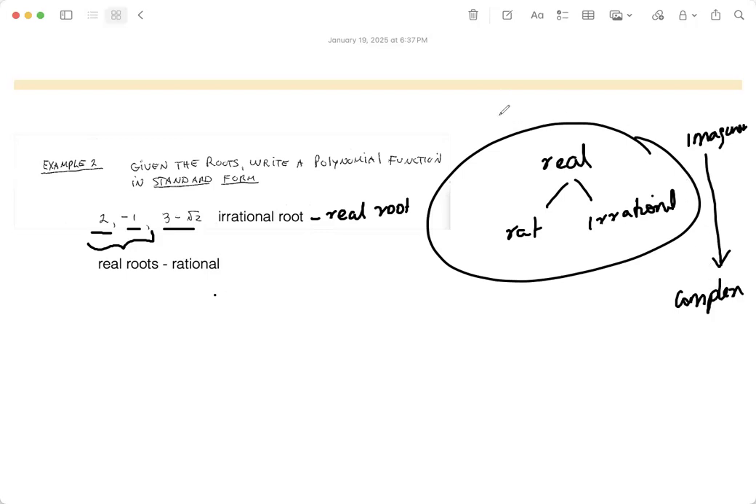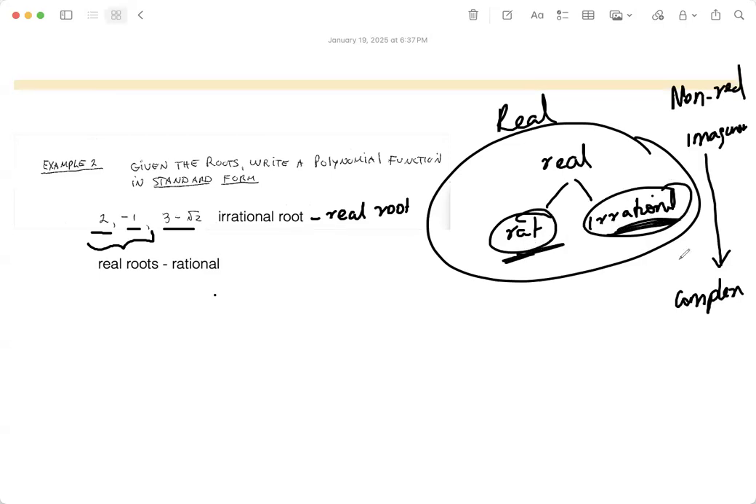As a result, these are real numbers. These are non-real roots. When you have complex roots, it's a non-real root. When you have real roots, they can be rational or irrational. Rational roots do not come in pairs, but irrational and complex roots come in pairs. Here, it is an irrational real root, so it comes in pairs. So the factors are x minus 2, x plus 1, x minus 3 minus root 2, and x minus 3 plus root 2.